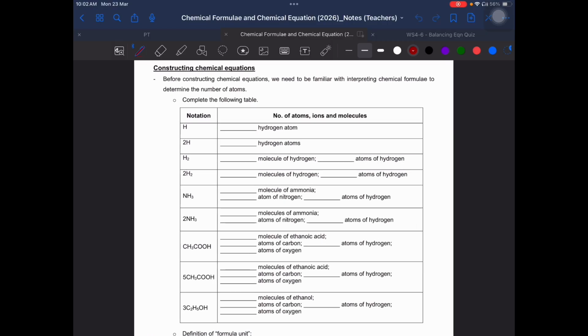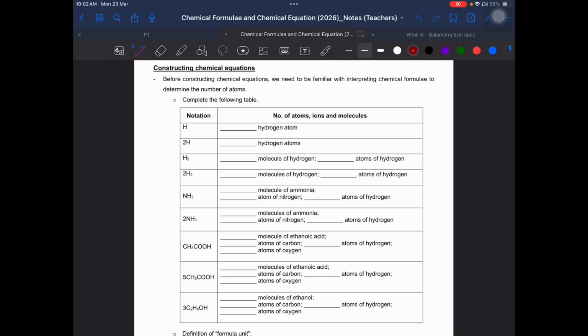Alright, so in the notes that you have received so far, you should have seen this page that we're talking about in terms of constructing chemical equations. But before we go into how to write chemical equations, we do need to be familiar with how to interpret chemical formulas to determine the number of atoms. What do I mean by that? On this page, you'll see quite a number of notations shown on the left-hand side of the column, as well as on the right-hand side, asking you to state the number of atoms.